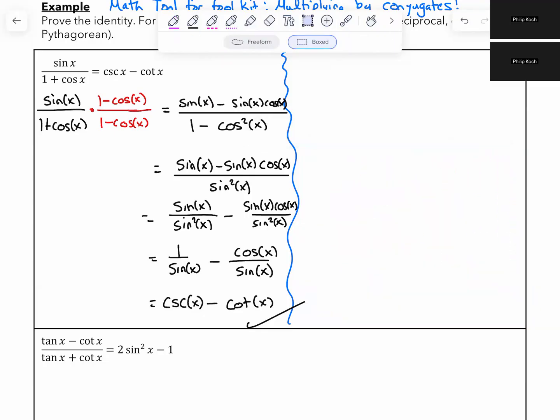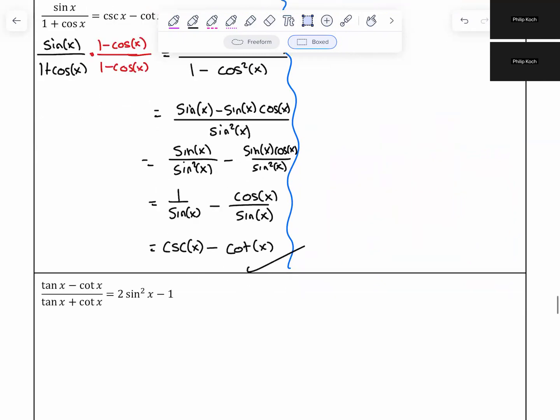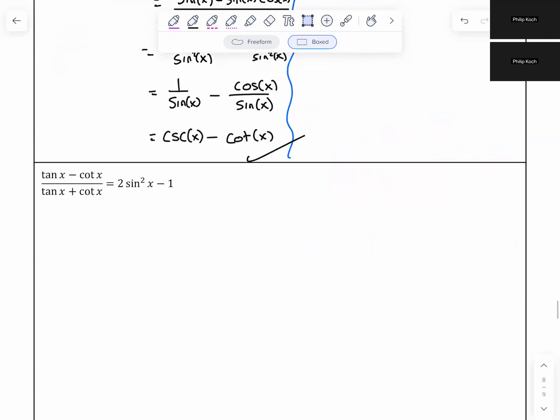This is another thing that we'll also start to see when we get to trigonometric equations, on why we need to do certain things. Okay, this one's a bit of a doozy.